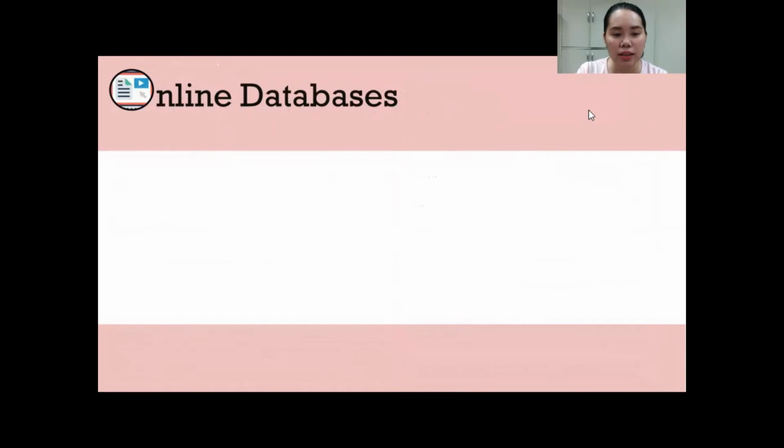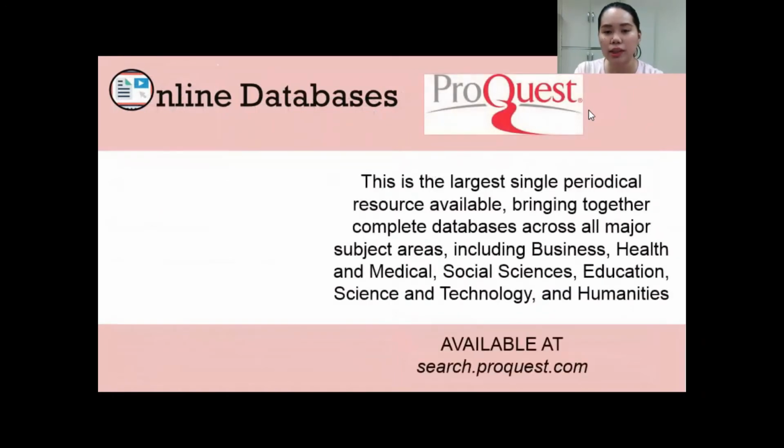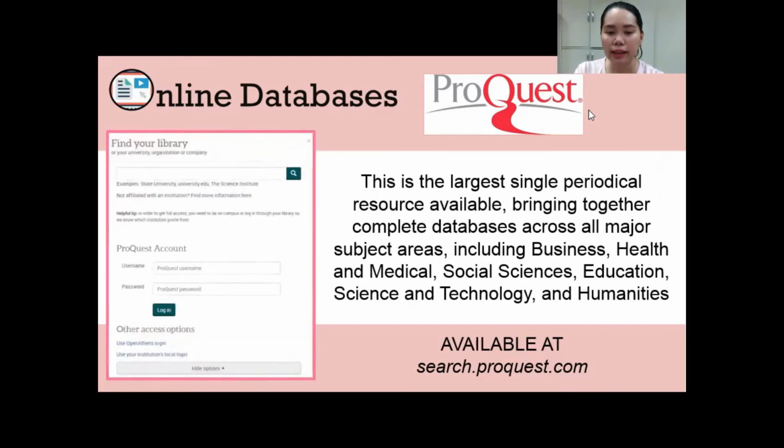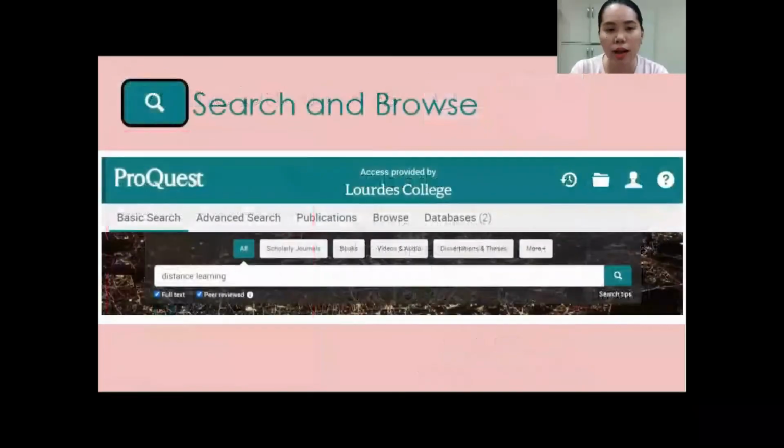The second database is ProQuest. This is the largest single periodical resource available, bringing together complete databases across all major subject areas. This includes business, health and medical, social sciences, education, science and technology, and humanities. The link is search.proquest.com.